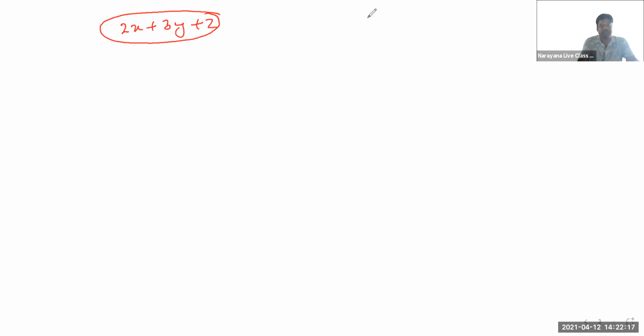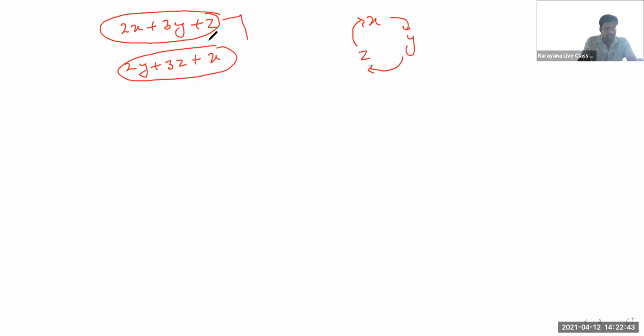To check symmetry, you have to follow one rule. Write y in place of x, z in place of y, and x in place of z. Okay, so if you replace x with y, y with z, and z with x, do you get the same expression? No, we don't get the same expression. Then we can say that the above expression is not a symmetric expression in x, y, z.